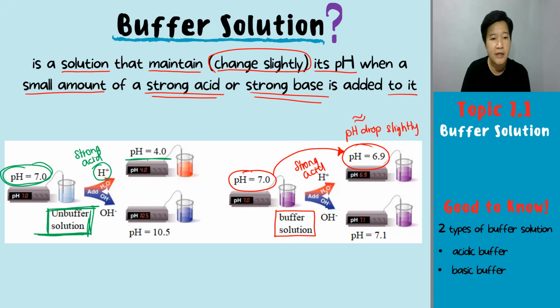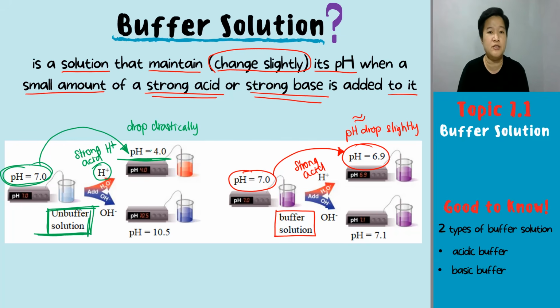Look at the pH value changes. I'm changing all the way from pH 7 to pH 4. The pH dropped drastically. Why will the pH drop drastically? Because the strong acid will have a lot of H+. Okay? So the H+ will cause the pH to drop drastically. That is the difference between a buffer solution and an unbuffered solution.